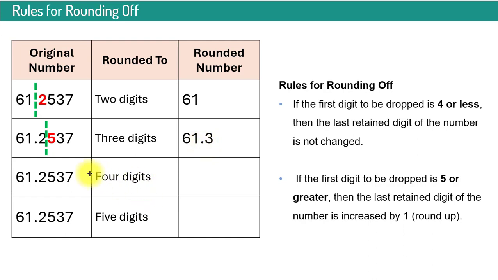When rounding to 4 digits, the digits to be dropped are 3 and 7. The first digit to be dropped is 3, which falls under the case 4 or less. So we're not going to change the last retained digit. It stays as 5. The rounded number is 61.25. And finally, rounding to 5 digits will make us drop 7. Since that number falls under the case 5 or greater, we must increase the last retained digit by 1. So instead of 3, the rounded number will have 4. So these are the rules that we'll follow if the final answer of a problem requires rounding.